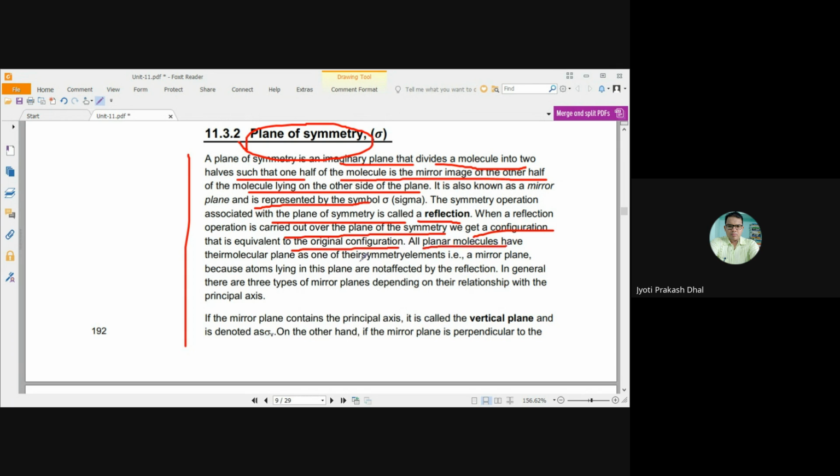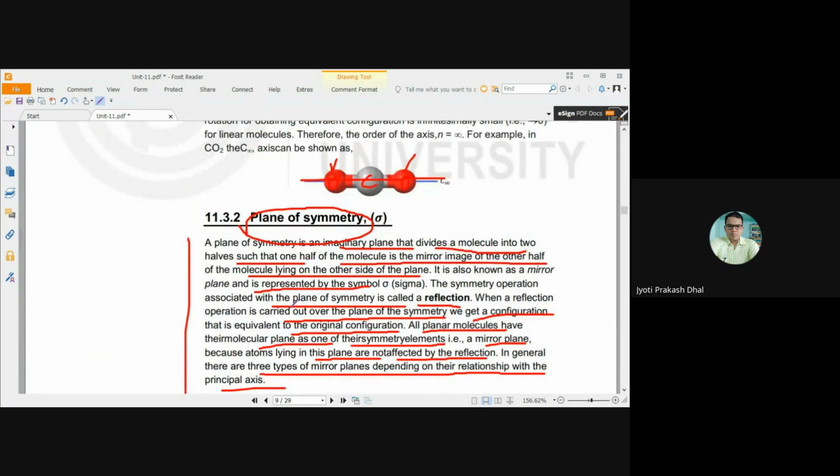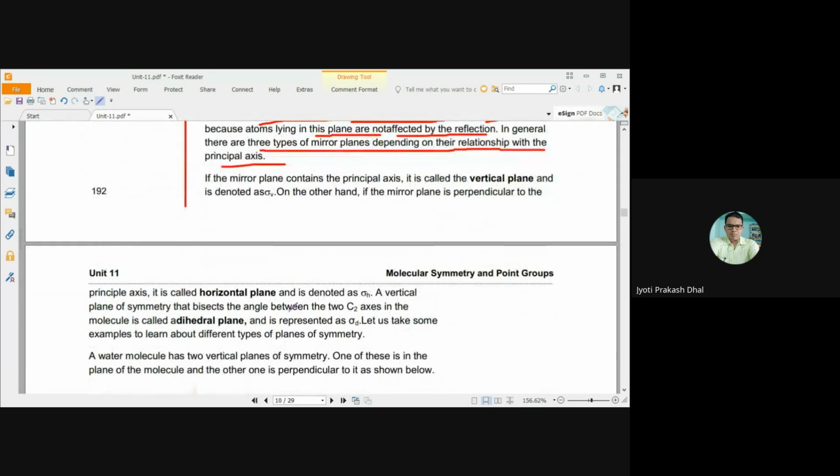All planar molecules have their molecular plane as one of their symmetry elements, that is a mirror plane, because atoms lying in this plane are not affected by the reflection. In general, there are three types of mirror planes in relation to the principal axis. So here we will discuss what the three different types of plane of symmetry are that exist for molecules.